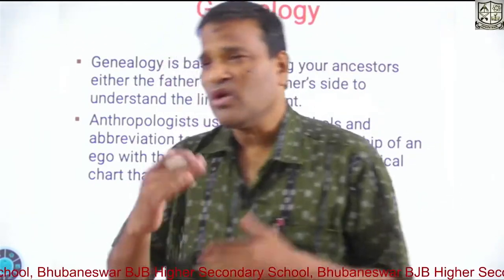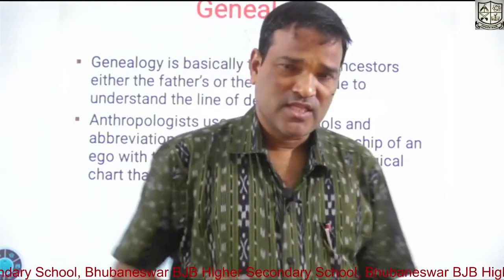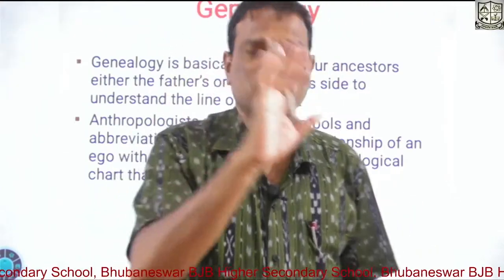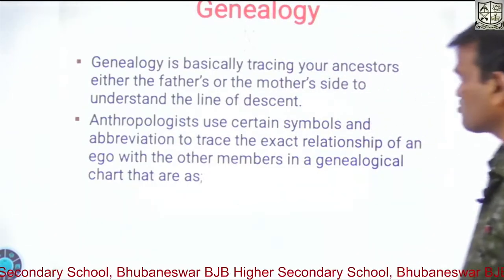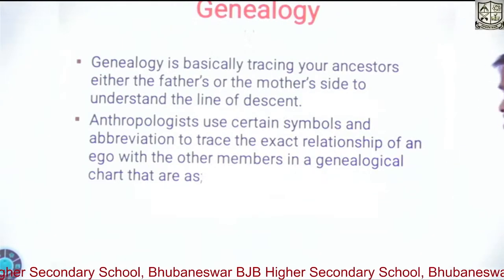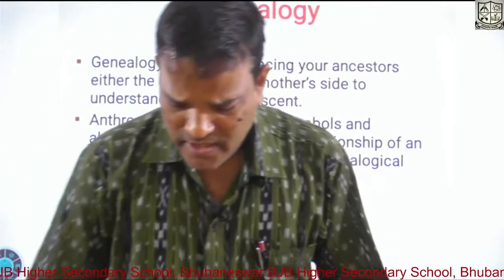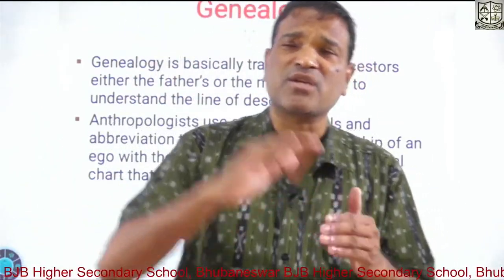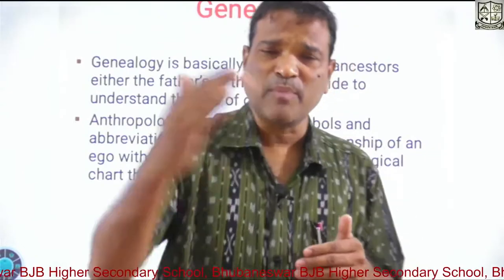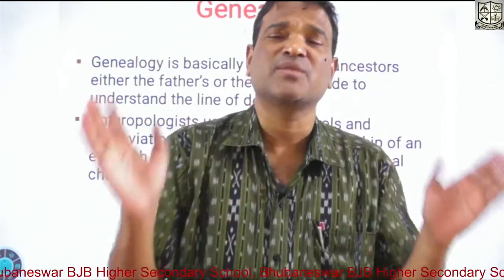To know about the genealogy, meaning the ancestors or descendants of a particular group of population or a particular individual, that can be traced with the help of kinship. Anthropologists use certain symbols and abbreviations to trace the exact relationship of ego with the other members in a genealogical chart. Anthropologists, social anthropologists, and sociologists also try to know the extent of relationship with one another, the type of relationship, and how they are interrelated. That can be symbolized and abbreviated through different symbols or abbreviations.